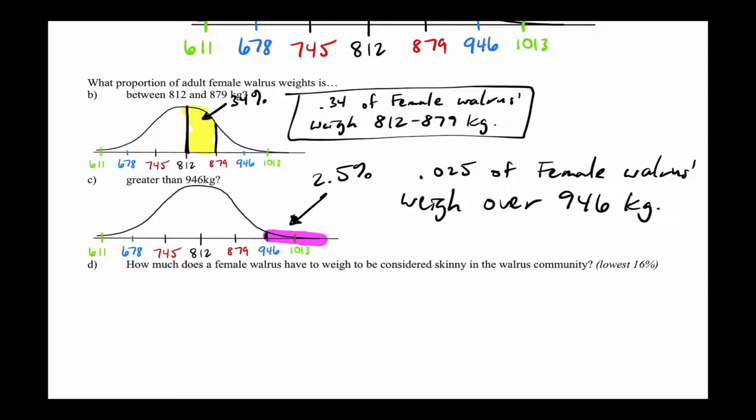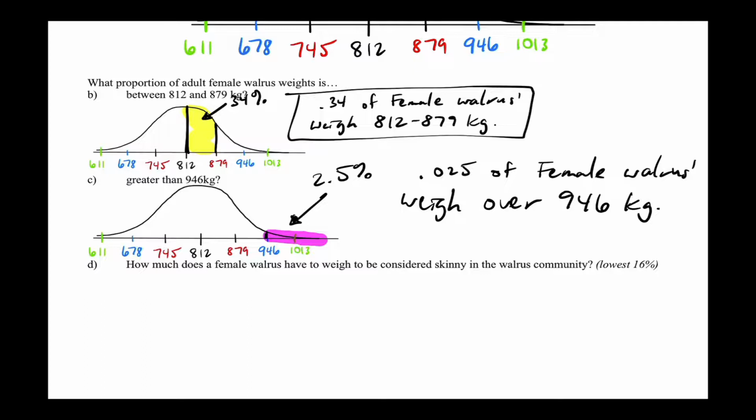Then they're going to change the way they do the question. D, we're going to do exactly the same way we did for B and C. But they always do this. B and C are more kind of, I know what to do. D is kind of a critical thinking question. You got to think a little bit, but it's exactly the same. They want to know, how much does a female walrus have to weigh to be considered skinny? What they consider skinny is the lowest 16%.